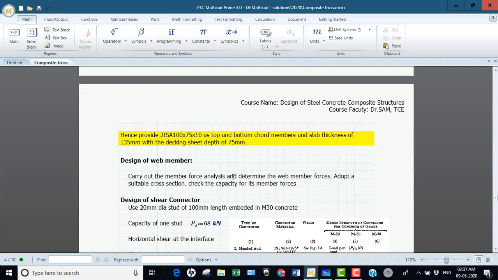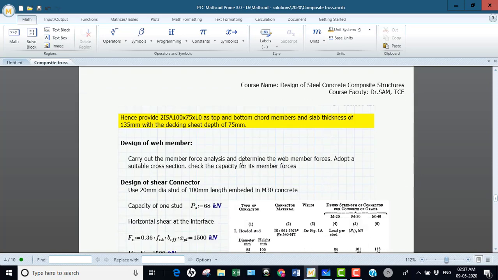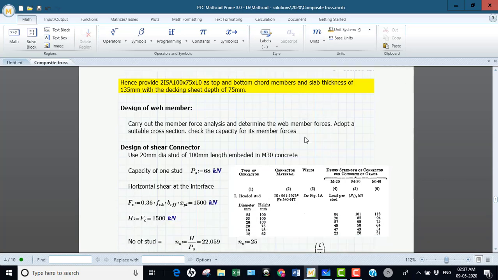Coming to the design of the web member, here you have to do the analysis of the trusses, by which you calculate the web member forces and do a suitable design. If your web member is in compression, design it as a compression member. If it is a tension member, design it as a tension member. So if your member design is over, now the steel truss is safe to take the load.